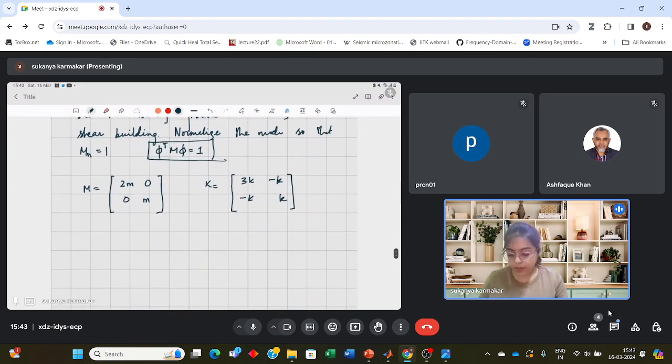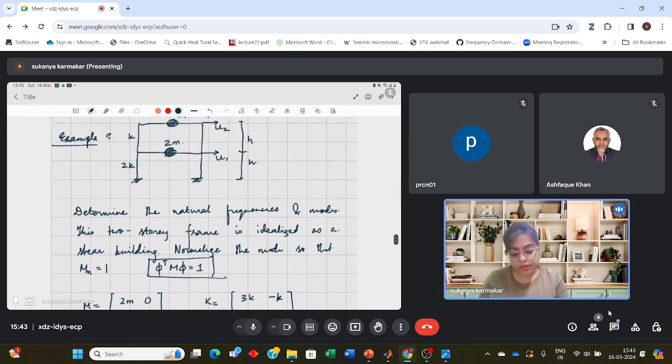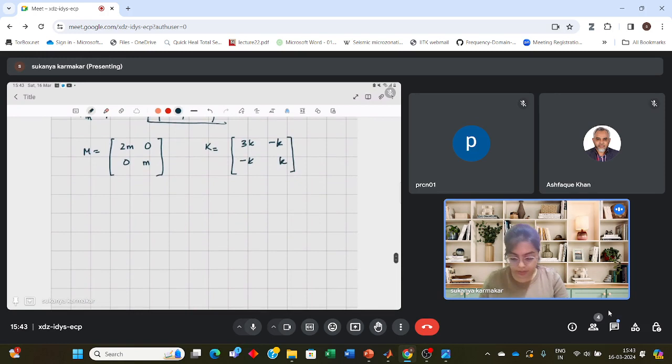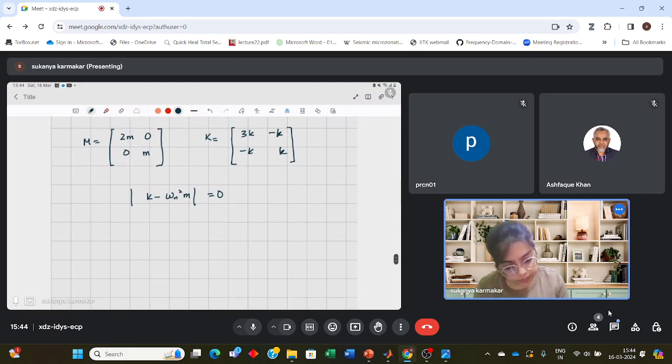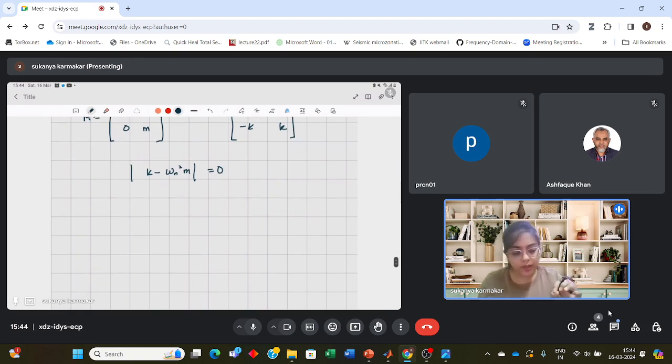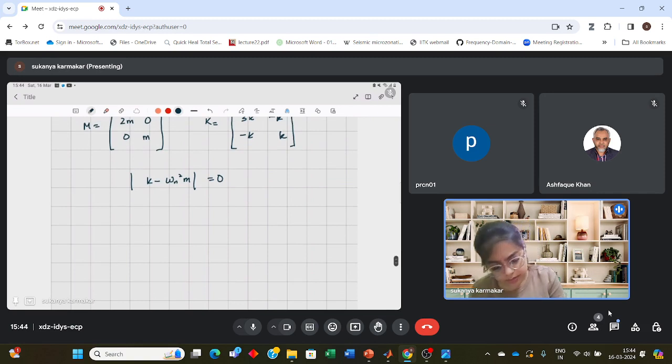Then we have to calculate the natural frequency. For that we'll write the frequency equation. The frequency equation is the determinant of k minus omega n square m is equal to 0. So if we substitute it and calculate the determinant and all, I'm skipping that step here.